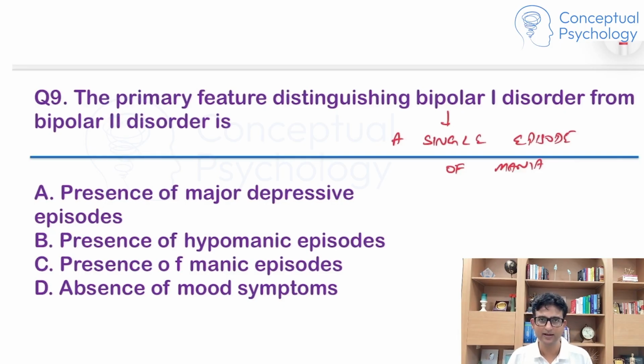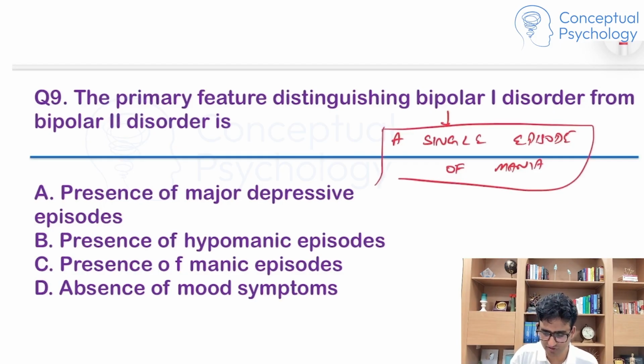Why? If I am saying that bipolar 1 has both mania and depression, why am I also saying that even a single episode of mania is enough to make a diagnosis of bipolar 1? Reason is, if a patient had an episode of mania, we are sure that sooner or later he will have an episode of depression also. That is why, even with a single episode of mania, we can make a diagnosis of bipolar 1.